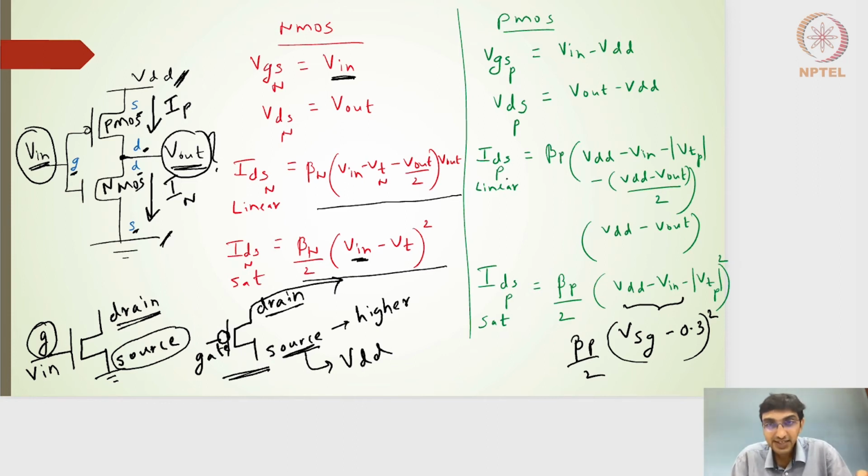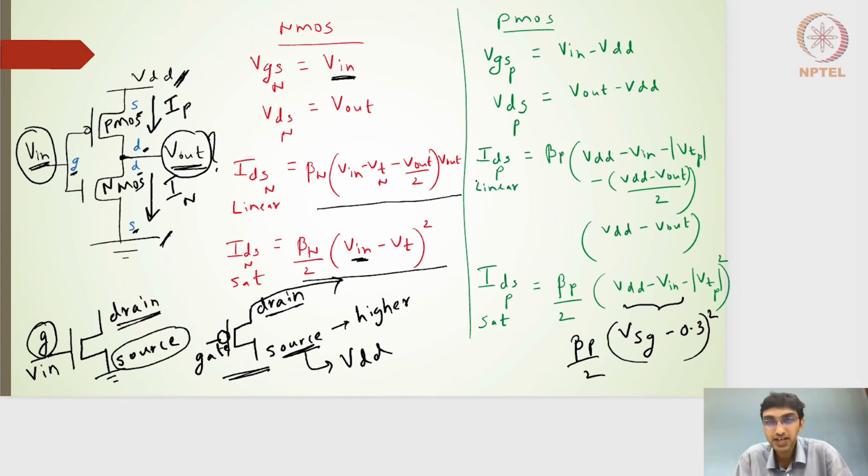Now the IDS current for the PMOS, when it is in the linear region, is nothing but beta P into (VSG minus the mod of VT of PMOS minus VSD by 2) multiplied by VSD. The same thing I have written here: VSG, which is VDD minus V input, minus the mod of VTP, minus VSD by 2, which is nothing but (VDD minus V out) by 2, the whole multiplied by (VDD minus V out).